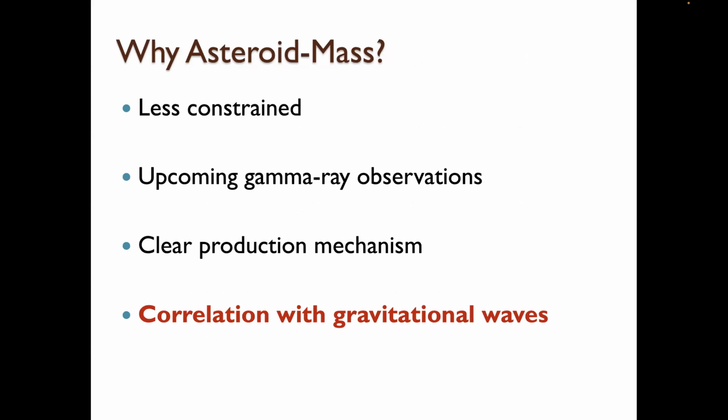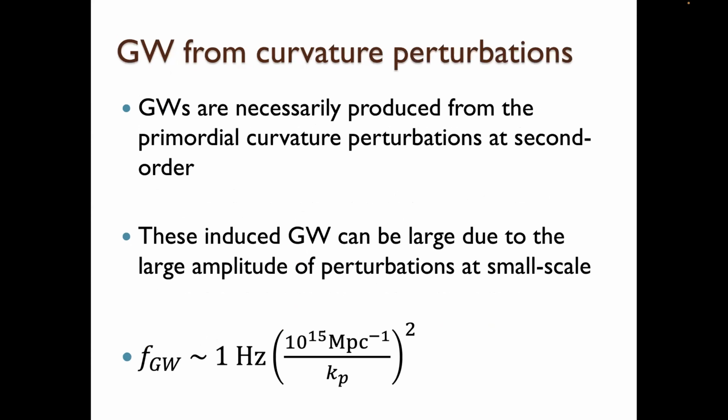Thinking about this production mechanism, we can make our main point. We can have a correlation with gravitational waves, because gravitational waves are necessarily produced from the curvature perturbations. Once we have that large curvature perturbation, it naturally gives gravitational waves at second order. Of course, this is very suppressed because it is second order, but since we are considering a very large amplitude of the curvature perturbation, we can still have sizable gravitational waves that can be detected in future gravitational wave detectors.